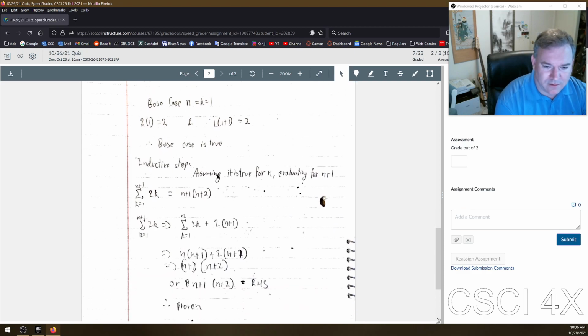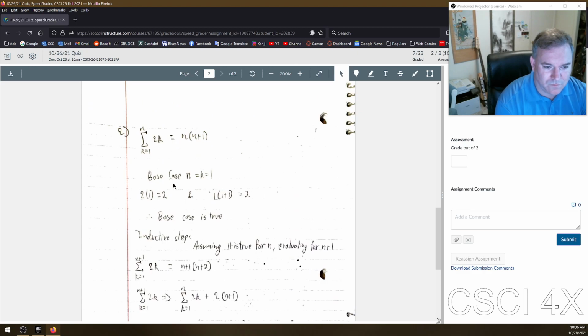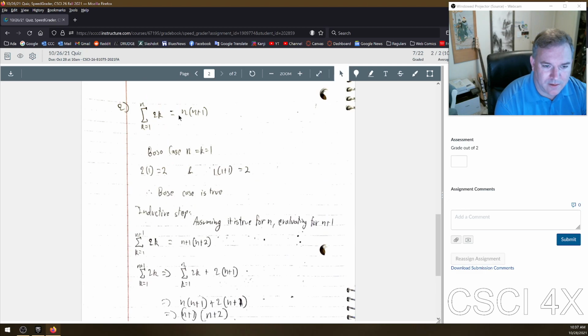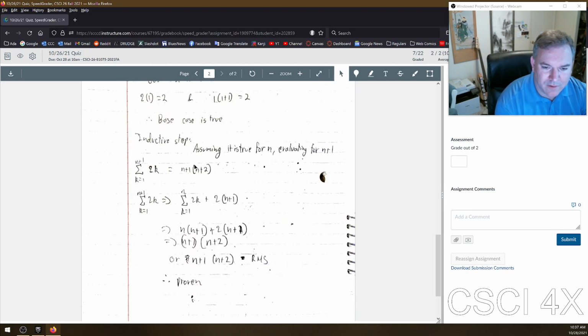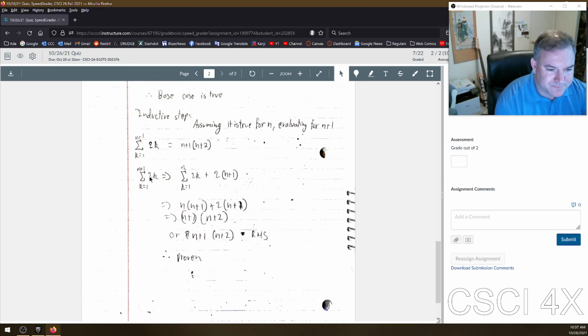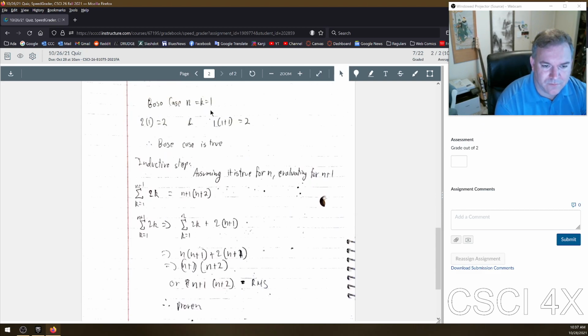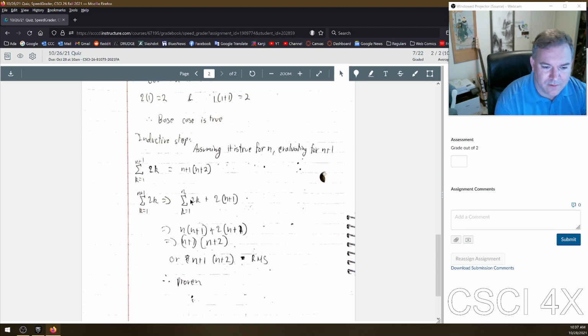Good. Inductive step. Okay, n plus 1 here, and n becomes n plus 1 here. Yeah, that's correct. Good setup. That turns into 1 to n. That plus the next element in the series is 2 times n plus 1. Good. That's correct. This part here substitutes with this.